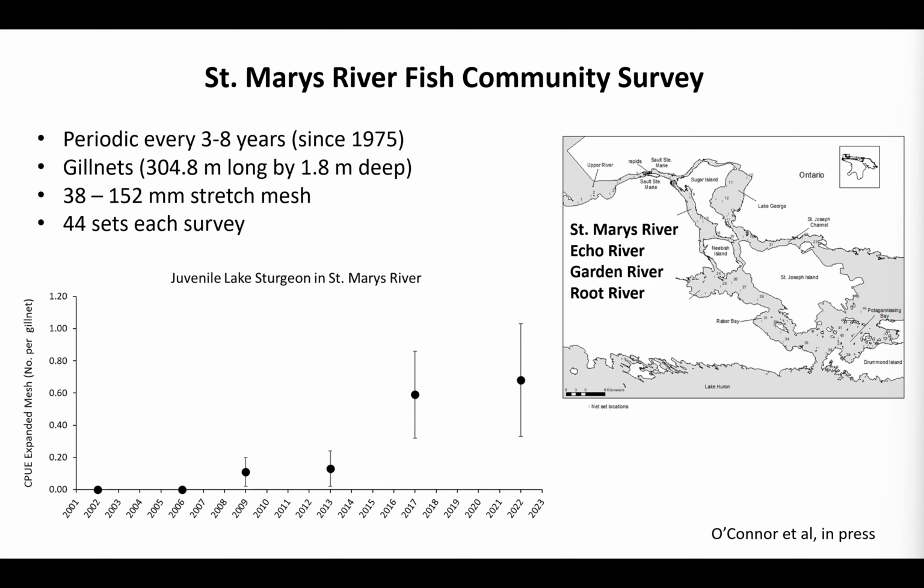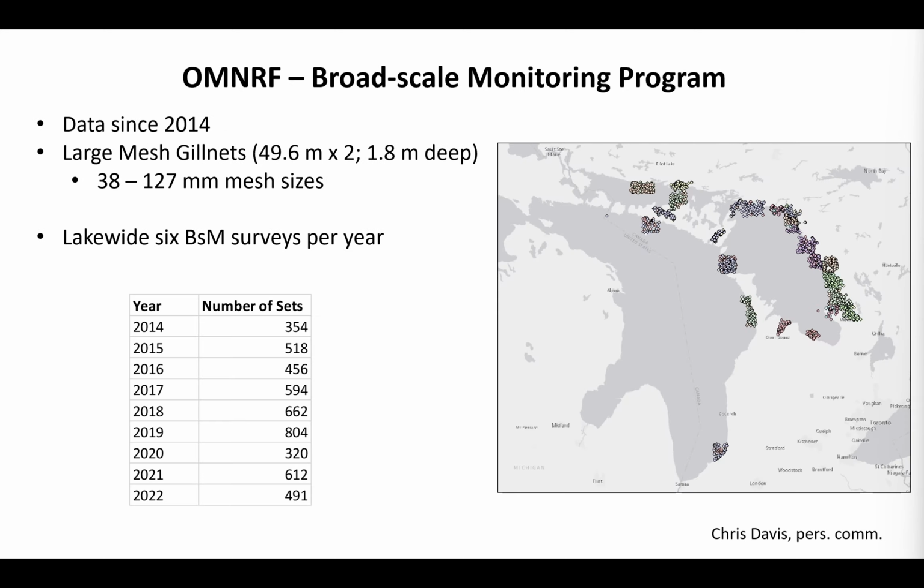So it does look like there's an increasing trend in juvenile abundance in the St. Mary's River system, and we actually do conduct other assessments in the St. Mary's River too, where we captured almost 100 juvenile sturgeon this year in that system, which was quite surprising. And I did want to point out this survey could also serve not only as an index of abundance for the St. Mary's system, but also there's the Echo, Garden, and Root River in this area as well.